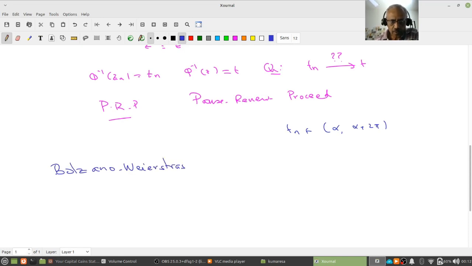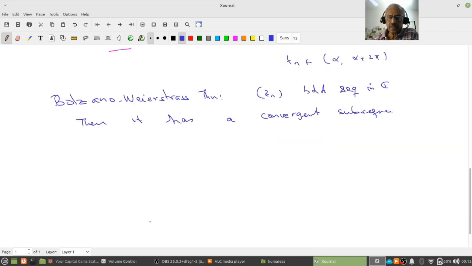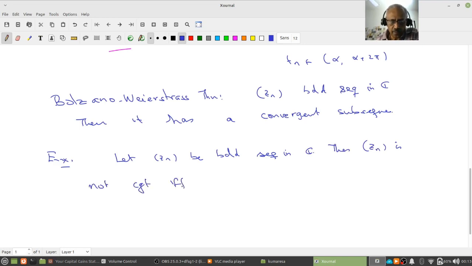What does it say? If Zn is any bounded sequence of complex numbers, then it has a convergent subsequence. So as an exercise based on that, we have the following. Let Zn be a bounded sequence. Then Zn is not convergent if and only if there exist two subsequences which converge to distinct limits.